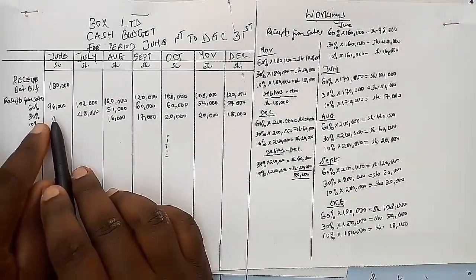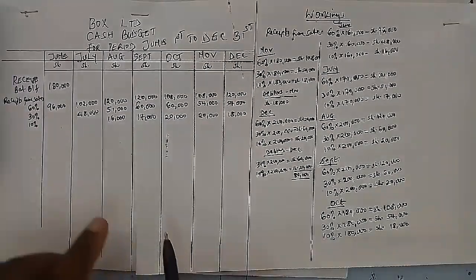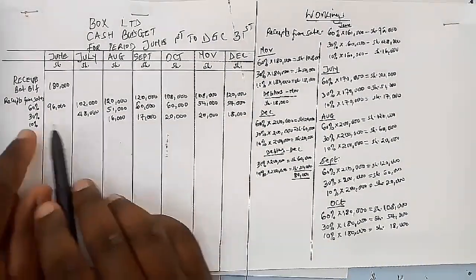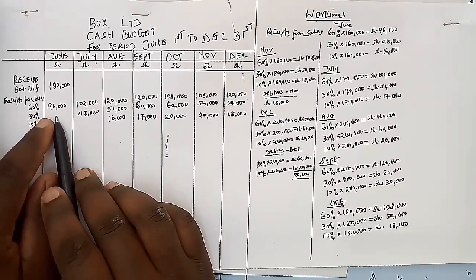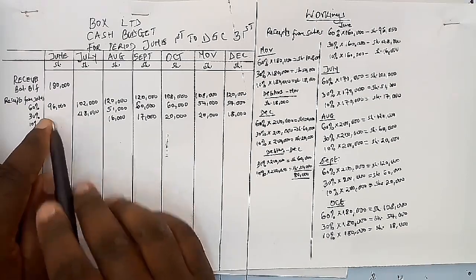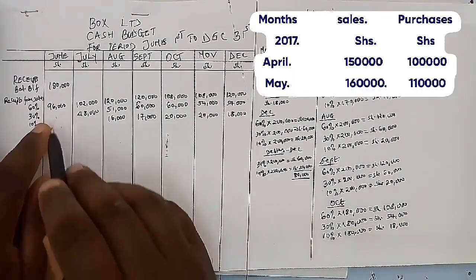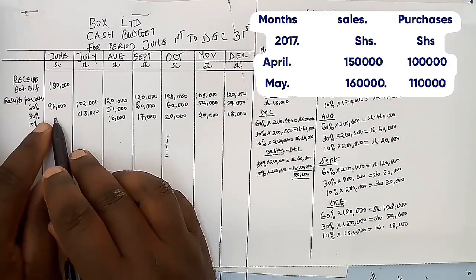Back here you can see gaps. You can see the gaps here. Those gaps are the ones that I want now we fill. So the 30% received in June will be the sales of May. The sales of May will give us 30% to be received the month of June.